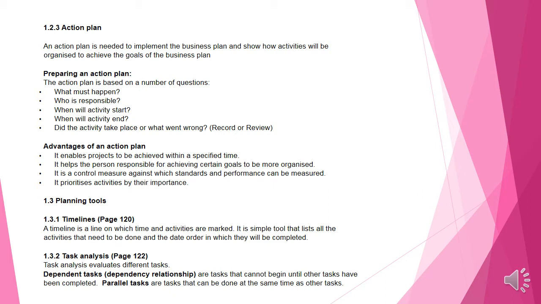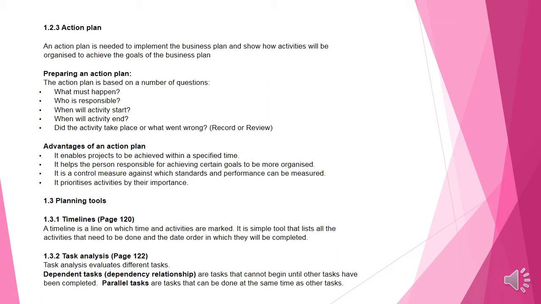Then it is a control measure against which standards and performance can be measured. The standards and performance of people that are responsible for carrying out certain activities must be measured. Then it prioritizes activities by their importance. Some activities are more important than others, so one of the advantages of an action plan is to prioritize such activities.